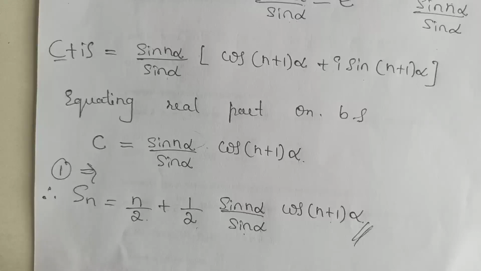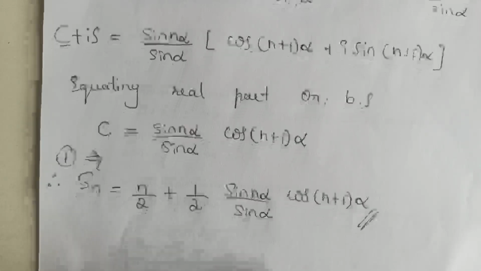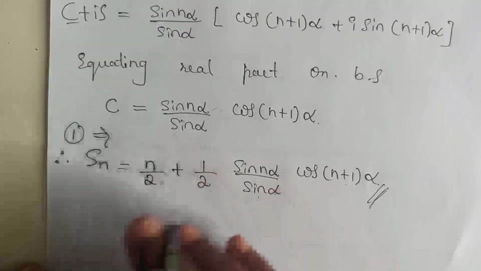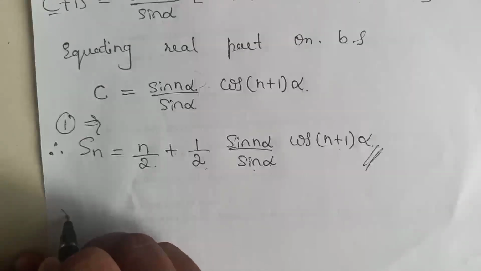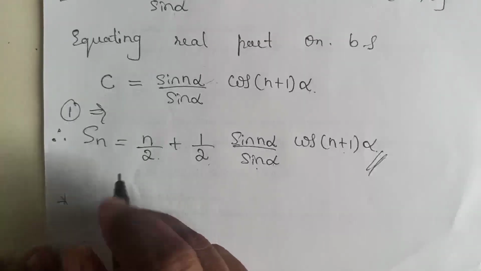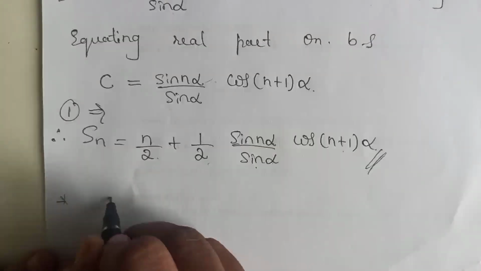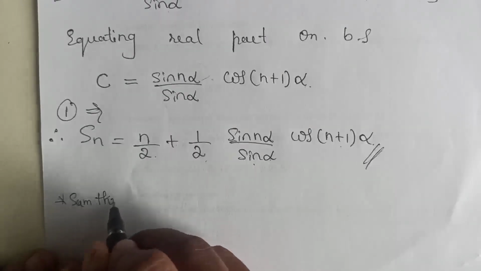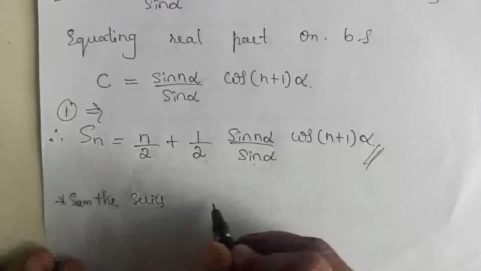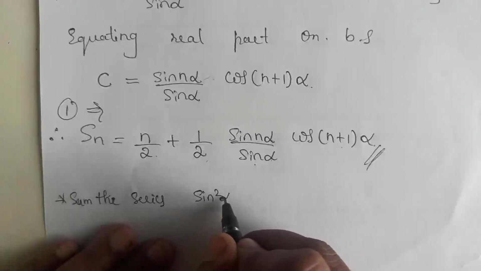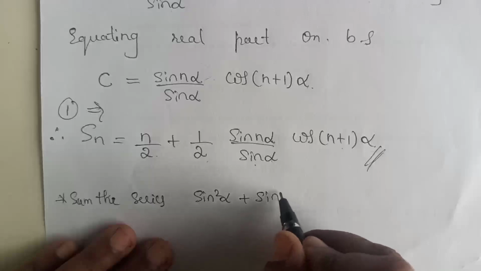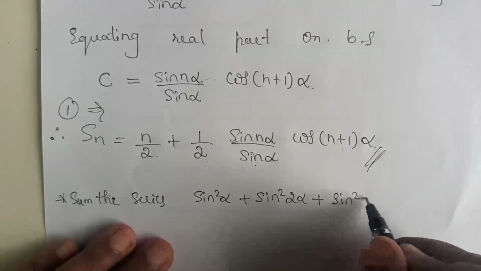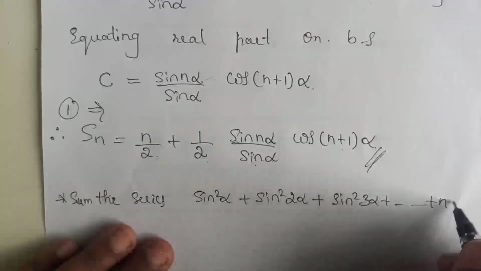So by using this method you can solve any problem. Only little bit changes will be there. So similarly you can solve this problem. Next problem, that is sum the series. So we have solved the cosine series. Here you solve this sine series, that is sum the series: sin square α plus sin square 2α plus sin square 3α and so on up to n terms.